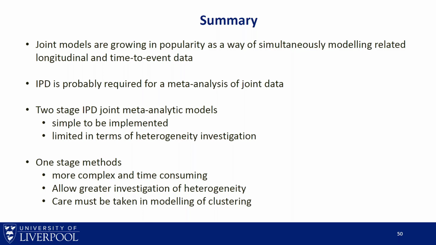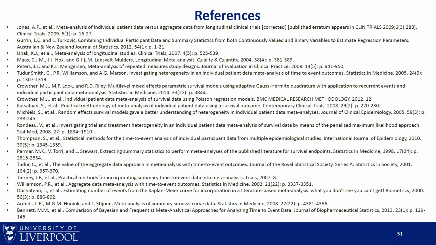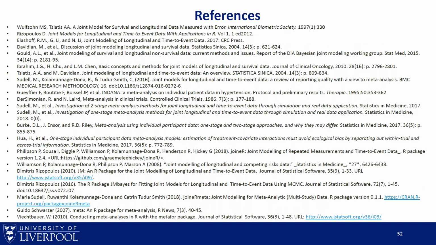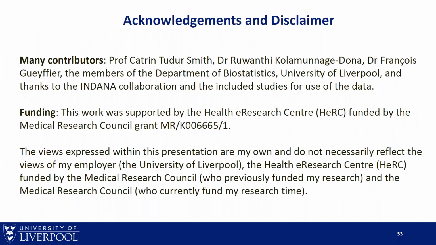One-stage approaches are more complex and must be adequately specified to account for clustering, but do give greater scope to investigate heterogeneity. Generally, one and two-stage approaches should give similar results under most circumstances, but differences could arise due to differences in model specification between approaches. There's a great paper in the references that talks more about that if you're interested. So I'll leave you with some key references on all of the areas I've talked about.